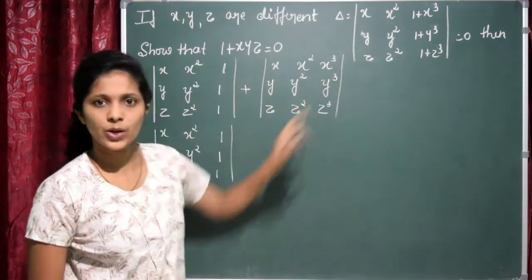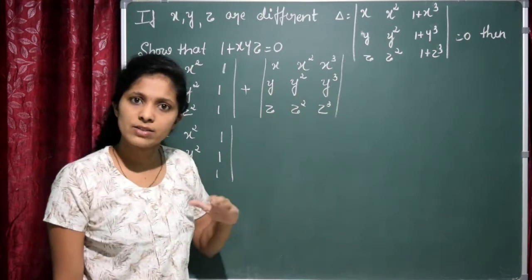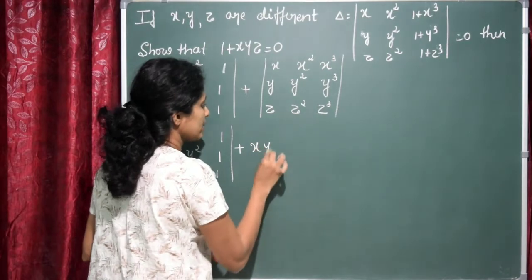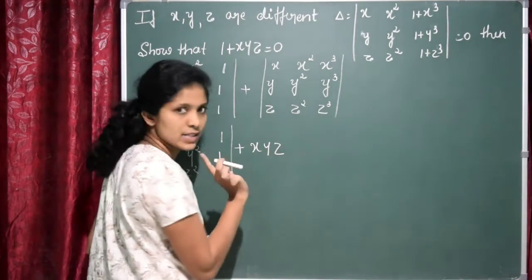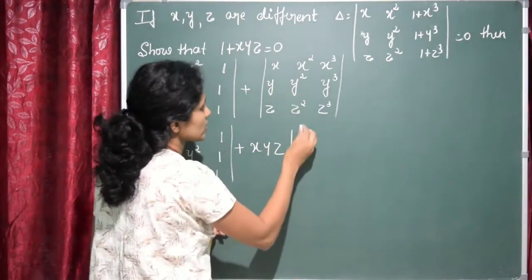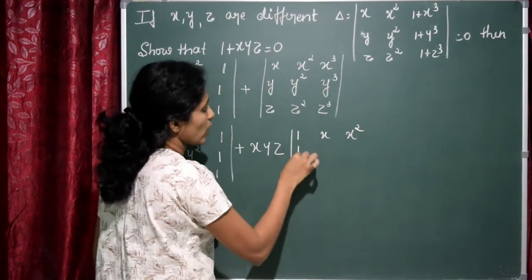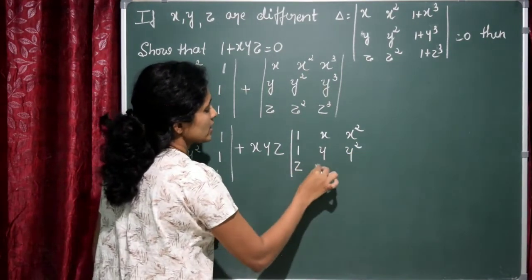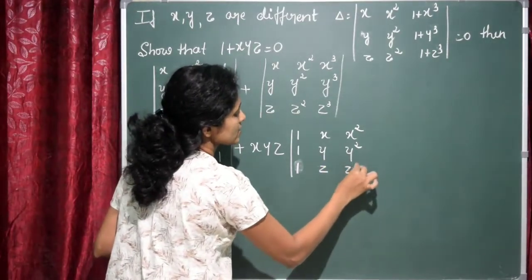Here you can see that in the first row x is common, in the second row y is common and in the third row z is common. We'll take them out directly, so I will write xyz: x from the first row, y from the second row and z from the third row. It is not total one. So having taken x common, this will now be 1, x, x square, then 1, y, y square, and 1, z, z square.